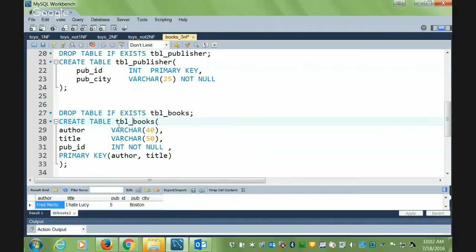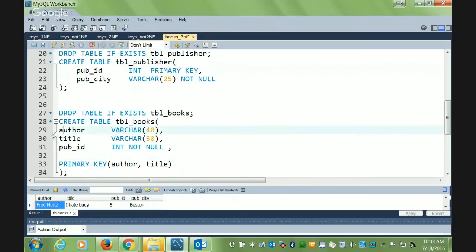But what is missing? Now that I have my publisher ID in another table, what will I have to do here? I'll have to add a constraint here, right? Because this publisher ID has to come from the other table. So as soon as you split and you start making relations, you have to make relations, right?